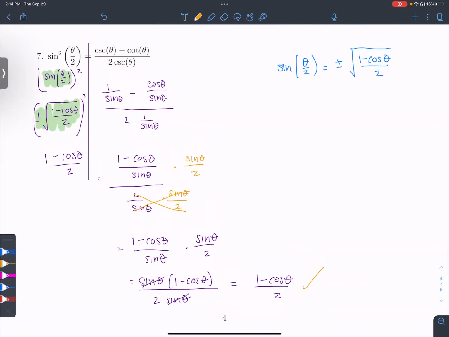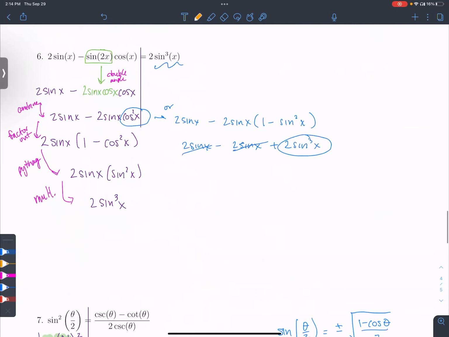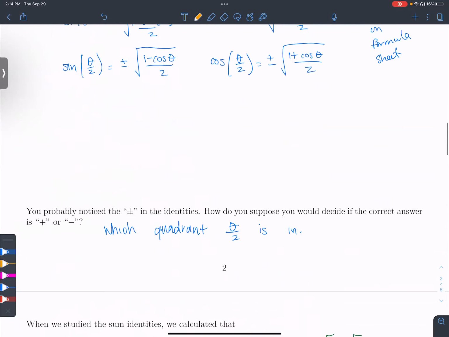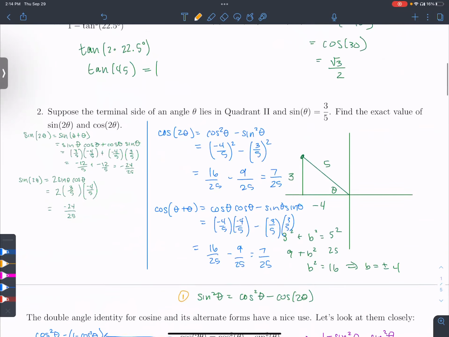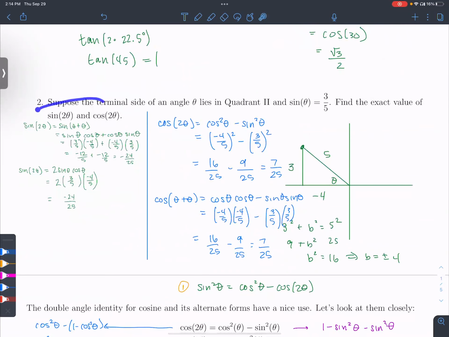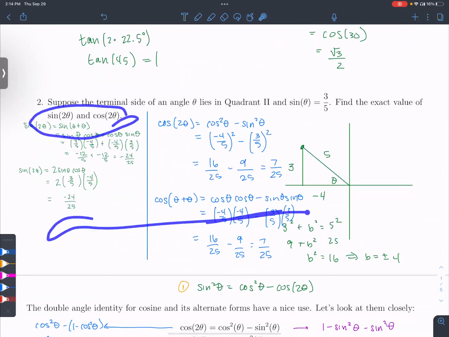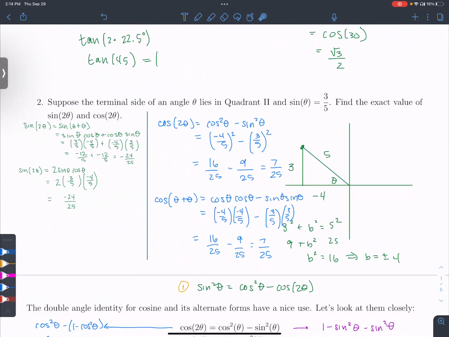Okay, so that is section 5.3. Keep in mind, maybe the most important thing is that you might be looking at something on the test that involves double angle, half angle, sum or difference formula, all in a triangle problem. That's a really good thing to know how to do.